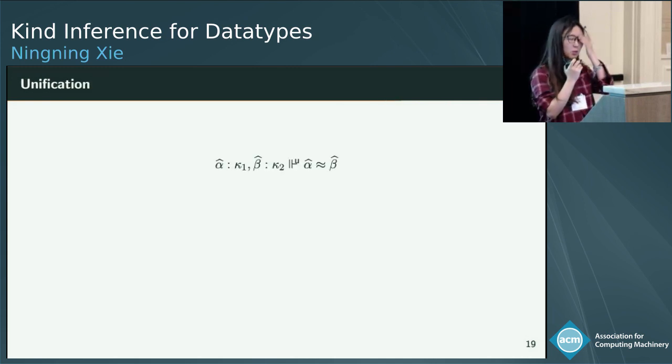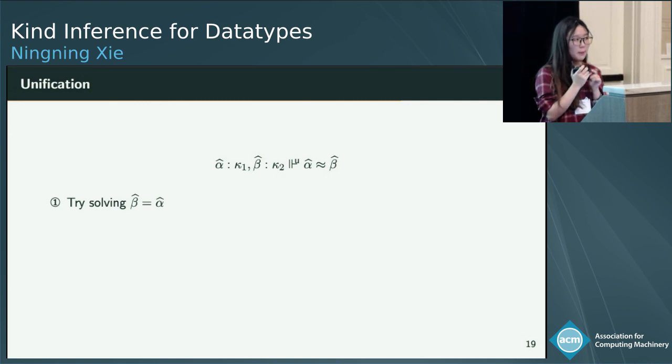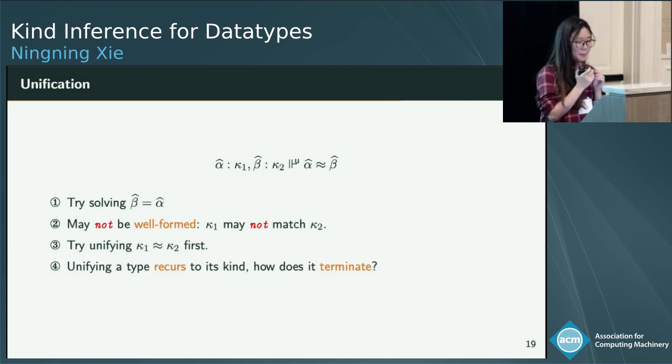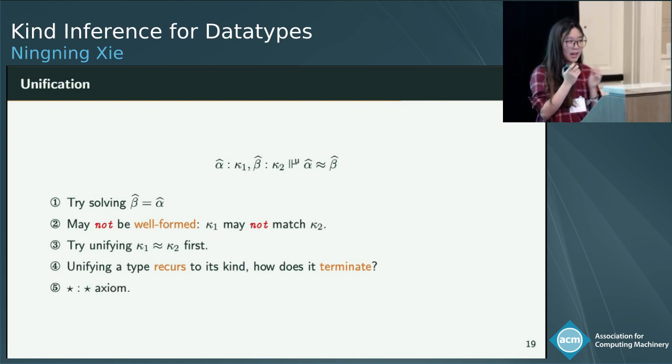Now let's consider this unification problem. Under this context, we want to unify alpha with beta. We might first try solving beta with alpha. However, this may not be well formed because the kind of alpha, K1, may not match the kind of beta, K2. So we might start by trying to unify K1 and K2 first. But now, unifying a type recurs to its kind. How can we show that the unification actually terminates? And we also have this star of kind star axiom, which seems to further risk termination.